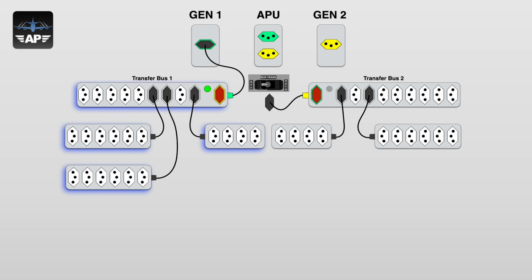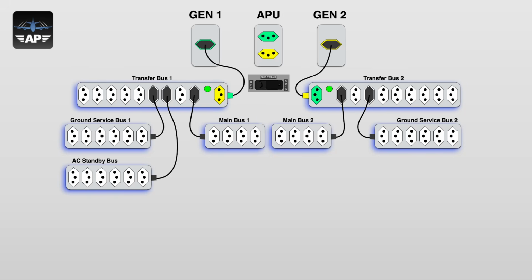Time to re-energize the right side of the airplane. Let's connect the transfer bus number 2 to the generator number 2 that is back alive. Now, even with the bus transfer switch in off, all the airplane has AC power again. And let's name the other AC buses that group some equipment. Let's call them ground service bus 1 and 2, main bus 1 and 2, AC standby bus, and be aware that the real airplane has more buses, such as the galley bus. But anyway, I'm gonna stop here.